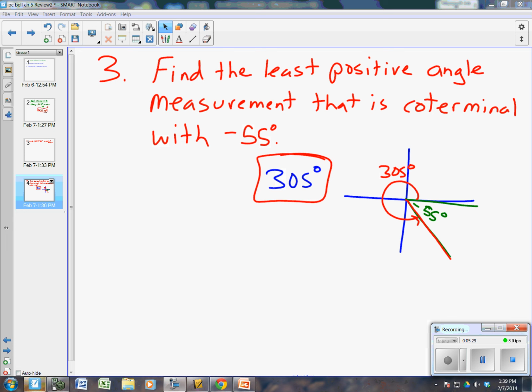Really, what it comes down to, you want me to tell you how to do this? A least positive angle always is between 0 and 360. So if it's a negative number, all you have to do is add 360 till you get a number between 0 and 360. Or if it's more than 360, you just subtract 360 until you get a number between 0 and 360. Got it? Okay, there will be questions like that on the test. Any questions? Okay, next problem.